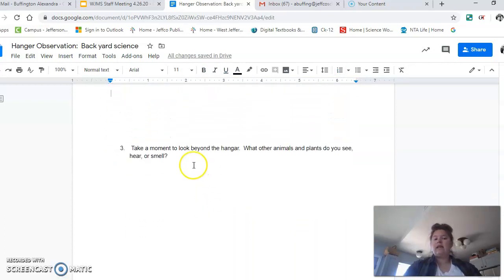And then last thing, take a moment to look beyond your hanger. Looking at your whole backyard, what other plants and animals do you see? What can you smell? What can you hear? Just listing everything that's around you in your own backyard. We're just going to spend some time exploring the science that is right around us all the time that we kind of take for granted and sometimes we don't even think about.